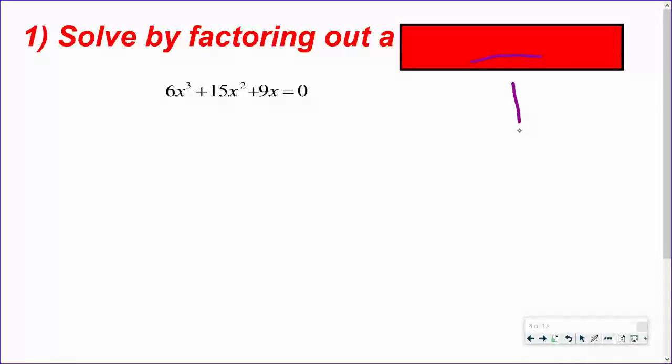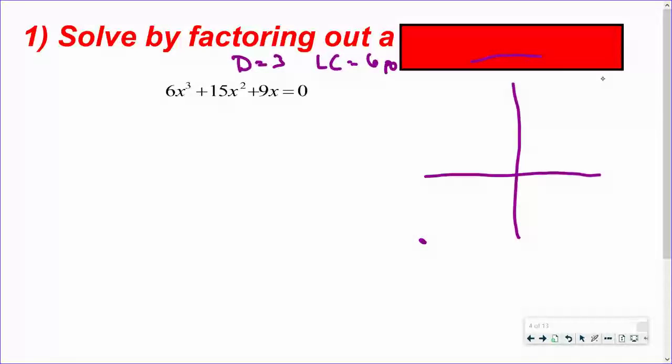As I'm thinking about graphing this, first of all, I notice that the degree is 3, so that means it's odd. The leading coefficient happens to be 6, which is positive. So that means this is odd and positive, so my ends are going to be there. So that's the first thing.